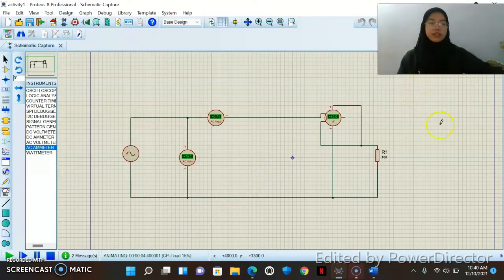So for the resistor of 100 ohm, the AC voltage is 70.7, the AC current is 0.71, and the power is 50 watts.